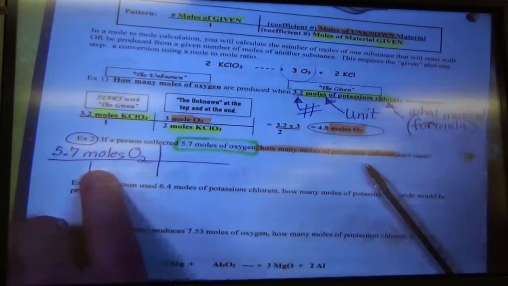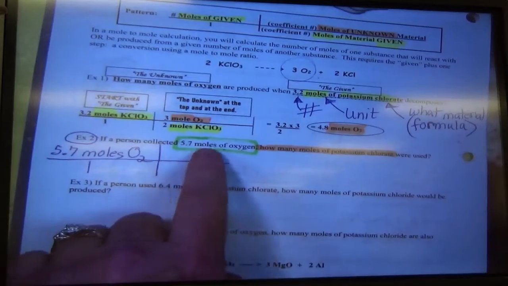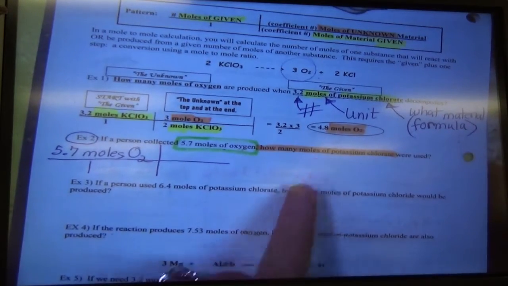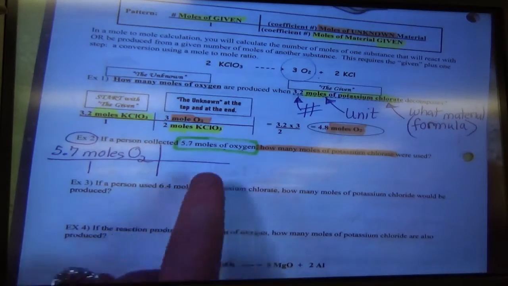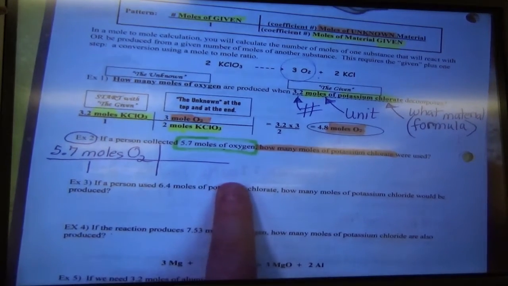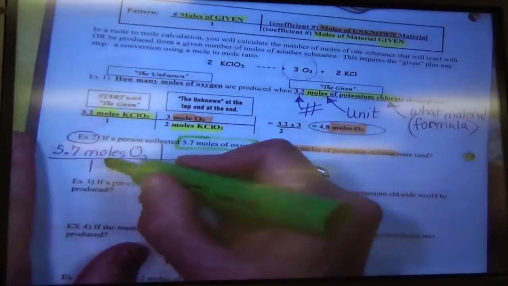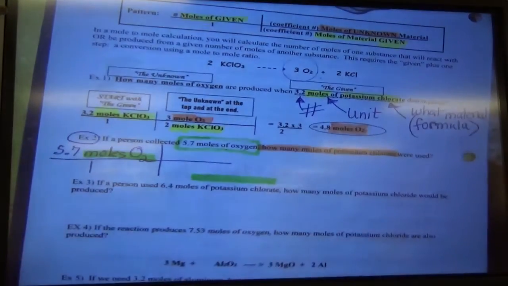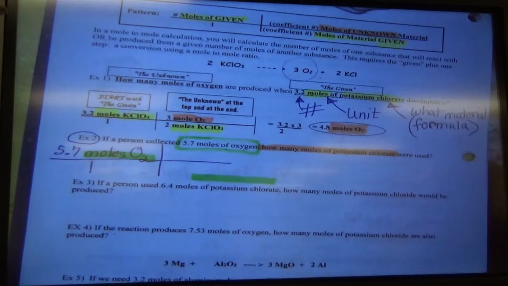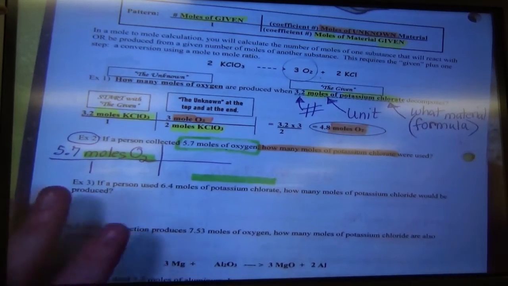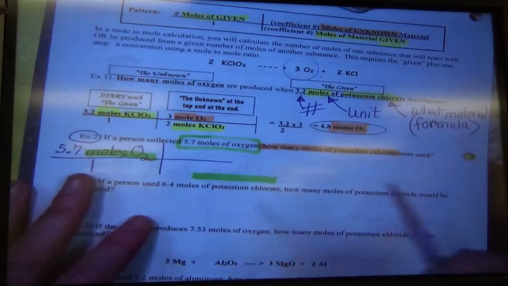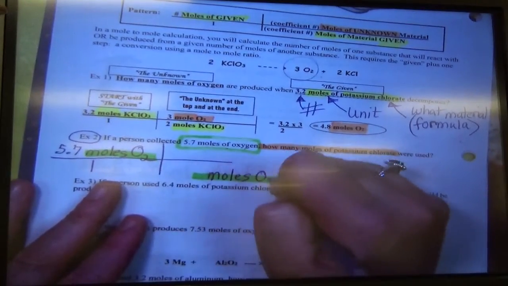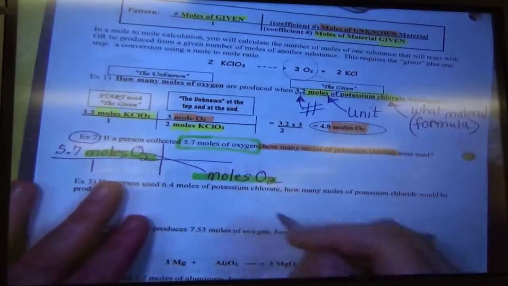Now, in our answer, do we want moles of oxygen in our answer? No. When we want to cancel something out, do we copy it to the top or to the bottom? The bottom. So, moles of oxygen is here. We're going to copy it to the bottom, like throwing it away, making it recycle, throwing it to the bottom. So, moles of oxygen is copied down here so that it will cancel out.